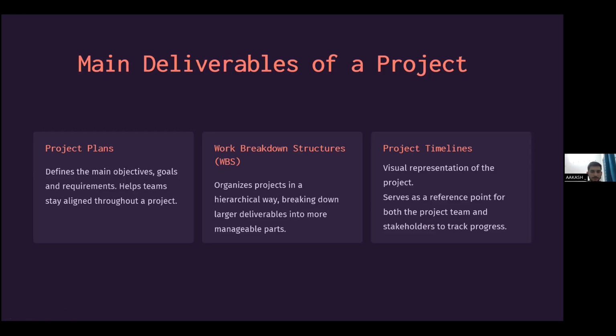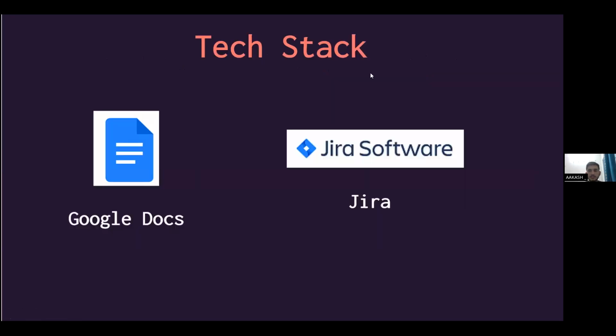So let's move ahead. The tech stack used is Google Docs, which is used for making the timeline document, and I've used Jira software for making the timeline. Jira software is a project management software developed by Atlassian, and it is widely used for agile software development. It is a powerful tool that allows teams to manage their work, collaborate within the team members, and also report on project progress.